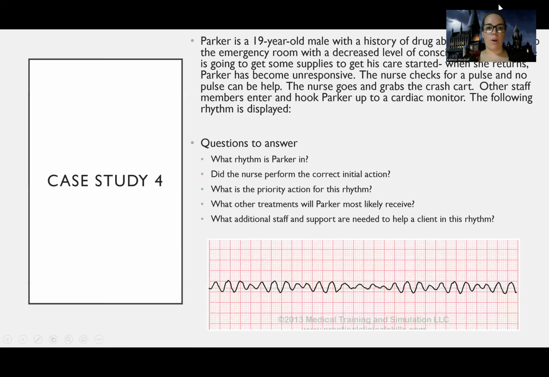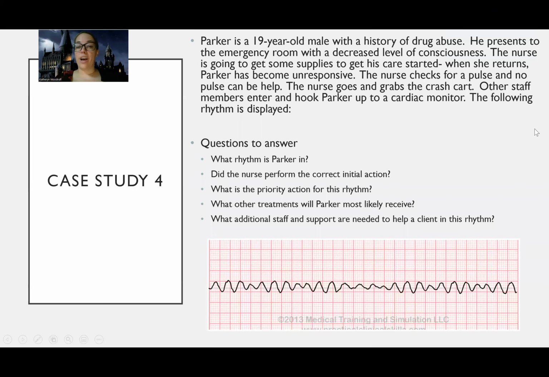Last but not least, Parker, a 19-year-old male with a history of drug abuse. He presents to the emergency room with a decreased level of consciousness. The nurse is going to get some supplies to get his care started. When she returns, he's become unresponsive. The nurse checks for a pulse, and no pulse can be felt. So the nurse goes and grabs the crash cart. Other staff members enter and hook Parker up to a cardiac monitor. The following rhythm is displayed.